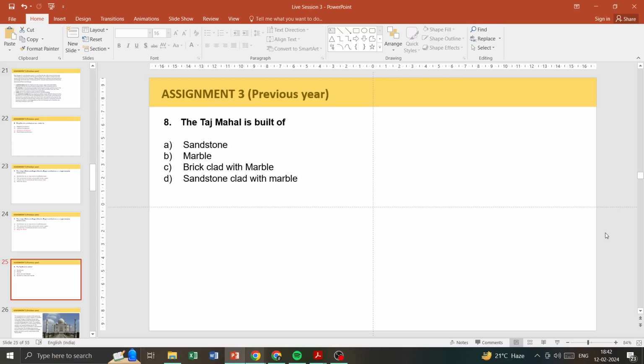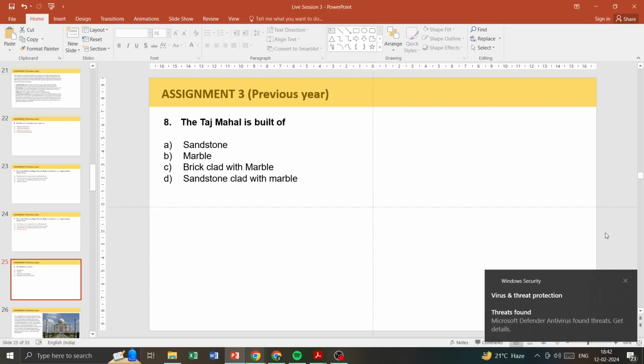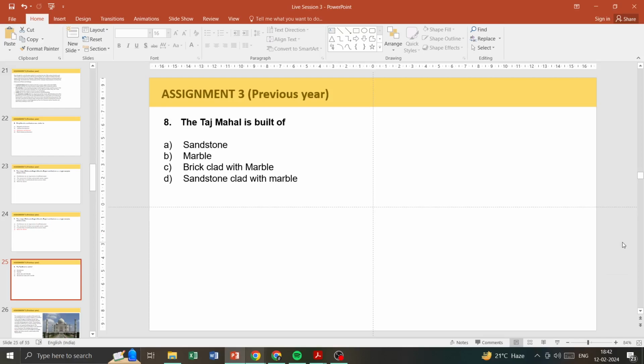Question number 8. Taj Mahal is built of sandstone, marble, brick clad with marble, or sandstone clad with marble. We all know that the Taj Mahal is currently one of the seven wonders of the world, and one of the most renowned buildings in India and in the world itself. The entire building is in marble, which was a very peculiar sign of Shah Jahan.